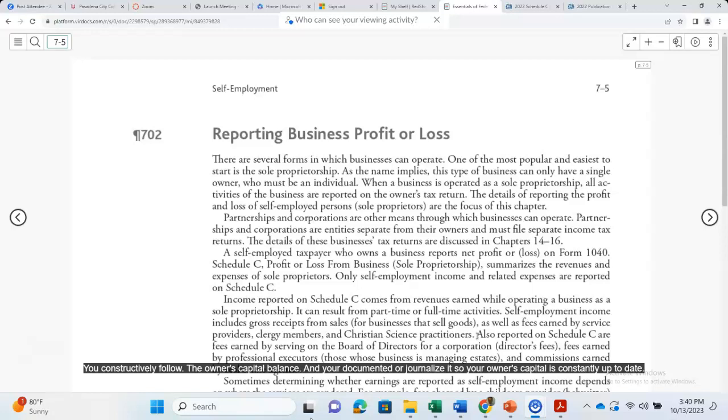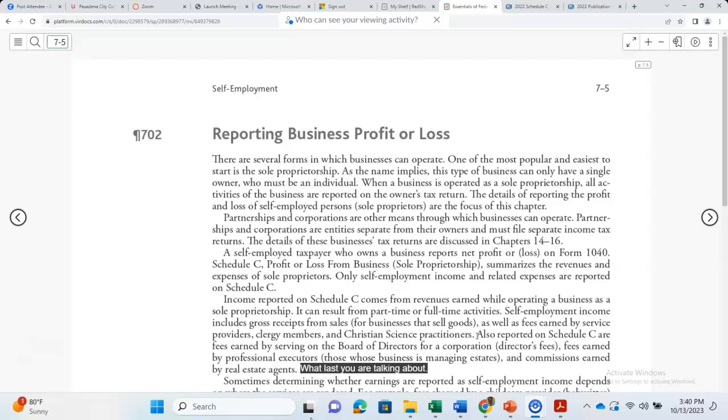So your owner's capital is constantly up to date, up to the moment that you sell your business, or even close your business. Let's say you close your business and you have a loss. Okay, how much loss? You have to base it on the owner's capital, right? And if you don't have any documentation and journalization of owner's capital, the IRS says, what loss? What loss are you talking about?